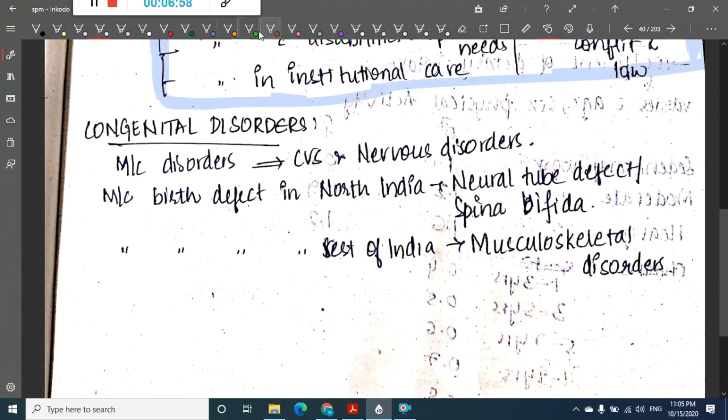If you see about congenital disorders, the most common congenital disorders are cardiovascular and nervous system disorders. The most common birth defect in North India is neural tube defects or spina bifida, whereas the most common birth defect in the rest of India is musculoskeletal defects.